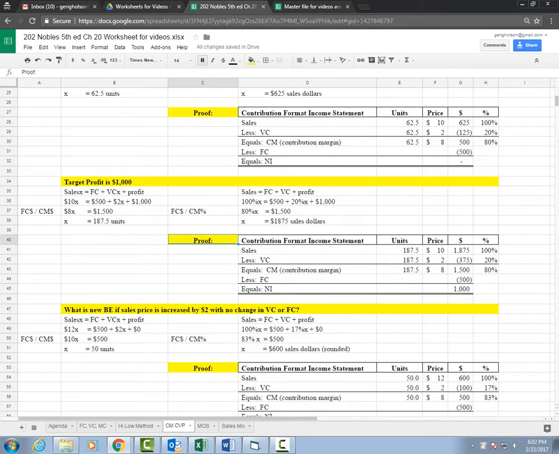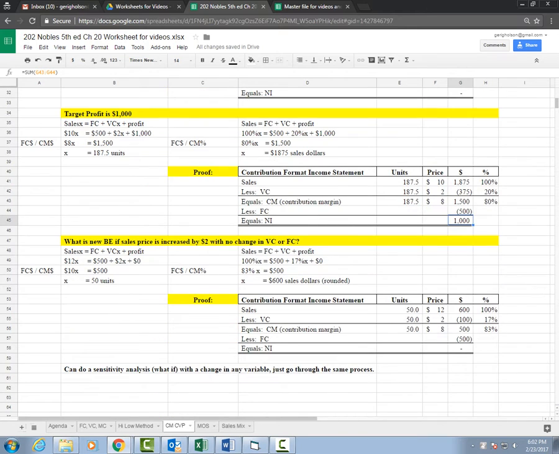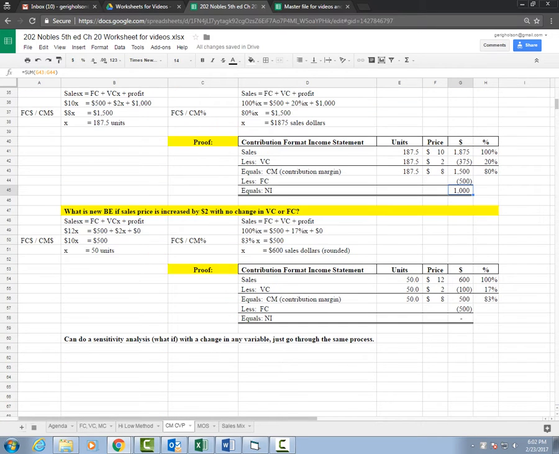And again, I'm going to prove it because I like being right. So sales, I'm going to plug in my 187.5 units, plug in my prices, work the math, subtract my fixed cost. Lo and behold, I've got net income of $1,000. I guess I did it right. Okay. So we can figure out what the break-even is. We can figure out how much we have to sell to get a profit.